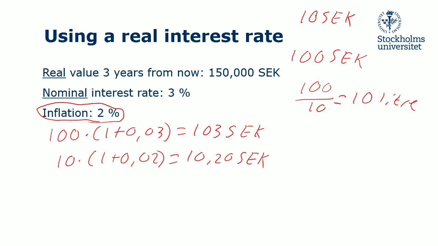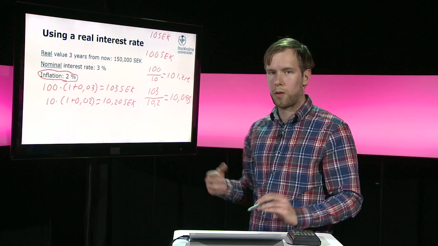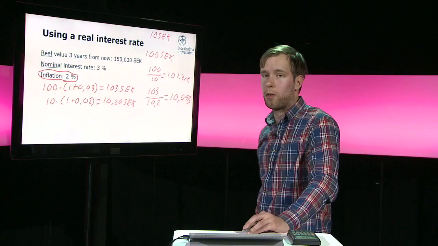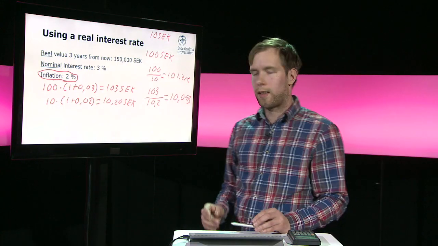Okay, how many liters of milk can we then purchase next year? Well, we can purchase 103, because that's how many kronor we have, divided by the price of milk, which is 10.2. And here we see that this corresponds to us being able to purchase 10.098, so a little bit more than 10 liters. Of course, it might be very hard for us to go to a store and say, I would like 0.098 liters of milk. But the point still stands.